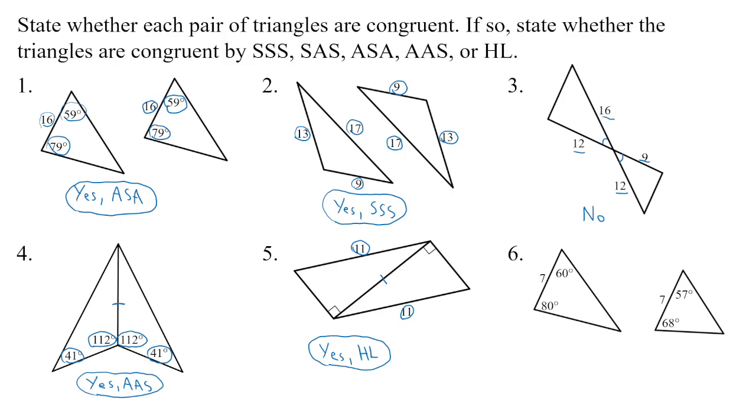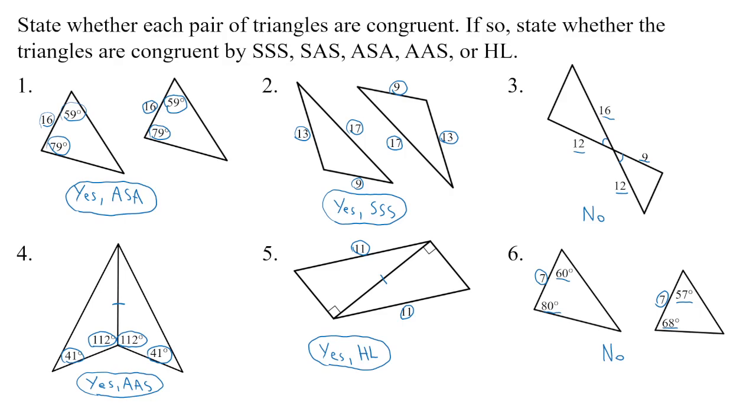All right, number 6. Well, we know that these two sides are congruent. However, these two angles are not congruent, and these two angles are not congruent. Therefore, the two triangles are not congruent.